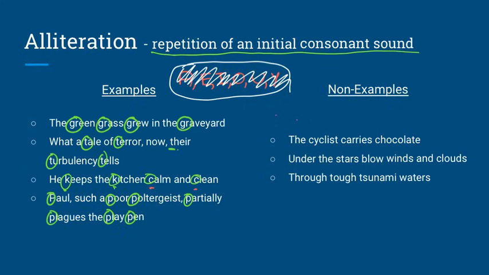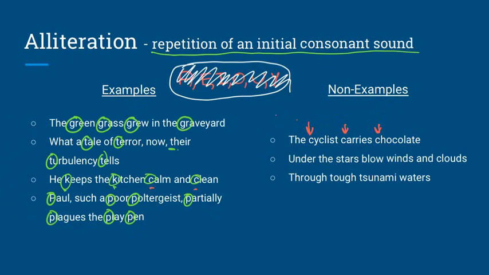Just for clarification's sake, I want to walk us through some non-examples. "The cyclist carries chocolate." As we were looking at with the previous examples, we were saying that it isn't always the letter because, yeah, the same consonant's coming up over and over again. It's the same letter C, but they are all voiced very differently, and the sounds are not the same. So you can't spot alliteration through a mere read-through of a poem or a song or a text if you don't completely understand how the word is pronounced in the first place.